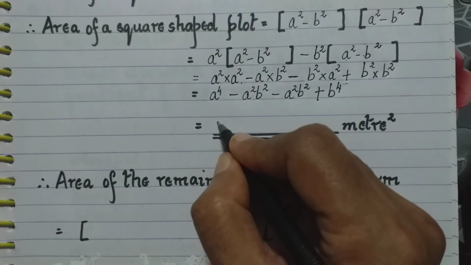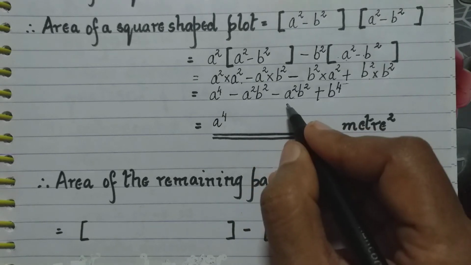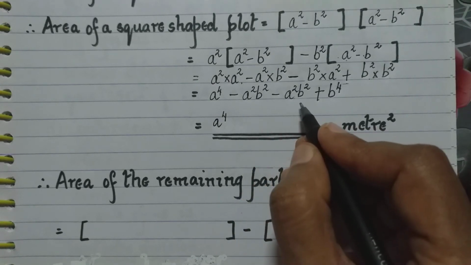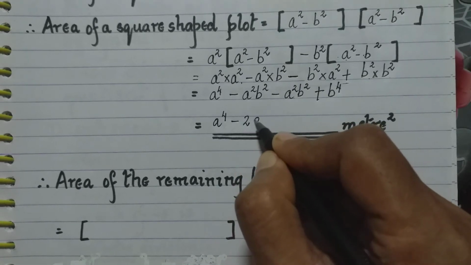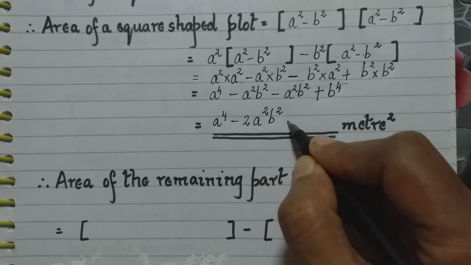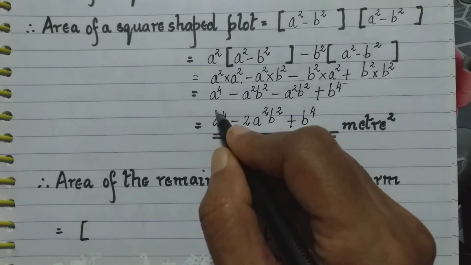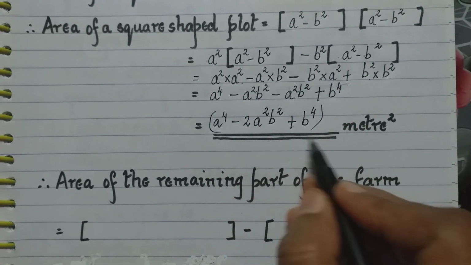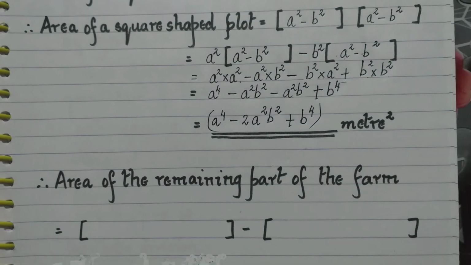Now I will write the last answer. Therefore I have here a raised to 4 minus a square b square minus a square b square will be minus 2a square b square plus b raised to 4. Okay, so this is the area of the square shaped plot.